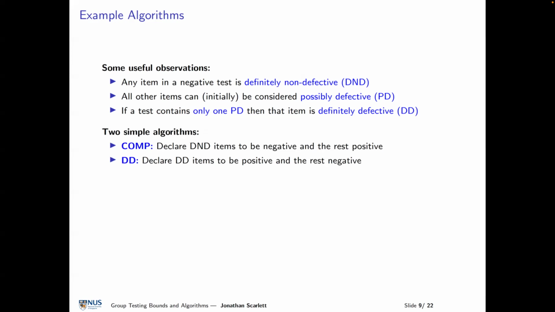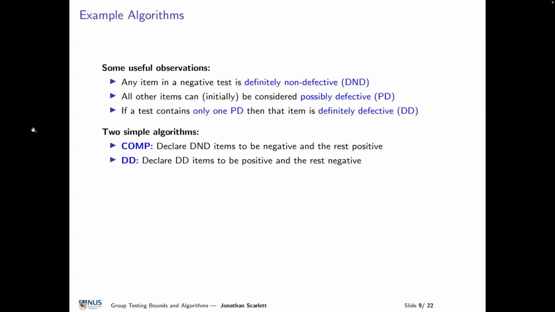And this leads to two simple algorithms. The naming of COMP is a bit strange. Don't worry about what it stands for. The COMP approach just says, I've got some that are definitely non-defective, I'll just assume everyone else is defective. Sorry, I'm writing negative and positive to mean non-defective and defective here. So it's like, I couldn't rule you out as non-defective, so I'll just assume you're defective or infected or whatever you want to call it.